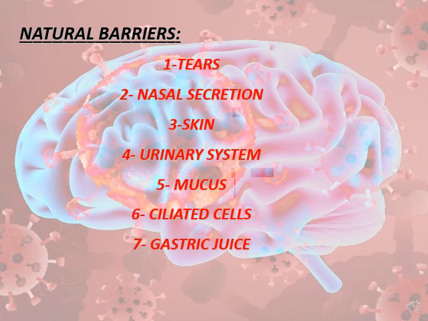Also, you have to know the natural barriers: the tears, the nasal secretions from the nose, the skin, including sweating, the urinary system where we excrete some of the waste, mucus, ciliated cells, and the gastric juice present inside the stomach. So these are the natural barriers inside our body. And don't forget that the first cells to cross the capillary wall are the monocytes and the granulocytes. They are called the phagocytes. They have a role in phagocytosis.